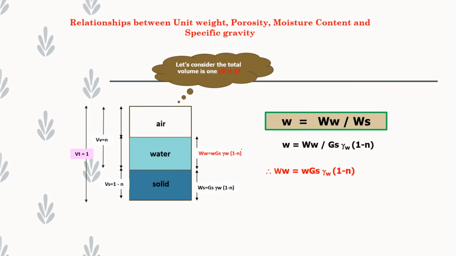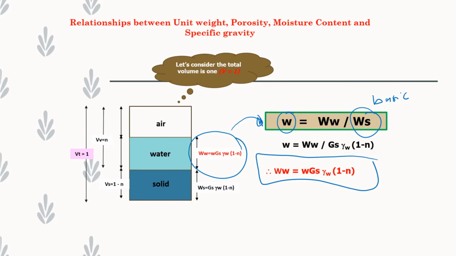And now find out the weight of water, by using the relationship of water content. Water content is equal to weight of water divided by weight of solid. Okay, this is the basic equation for water content. So we already found the weight of solid just now. So simplify everything. Now we got this equation for weight of water.